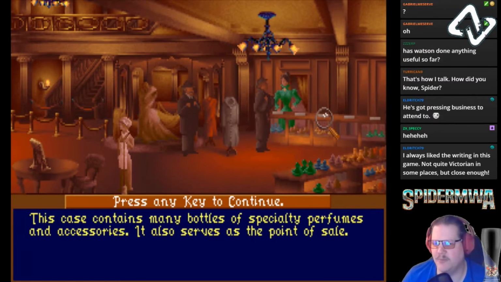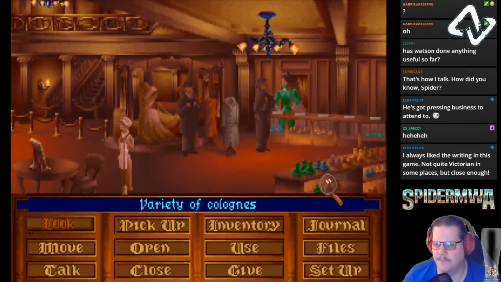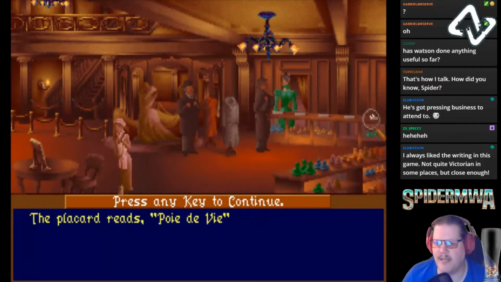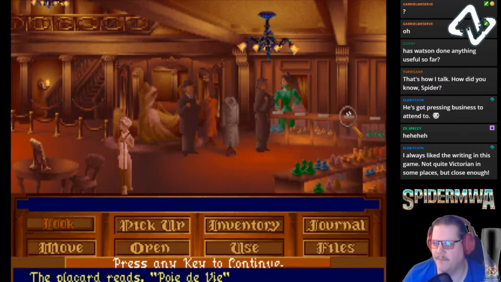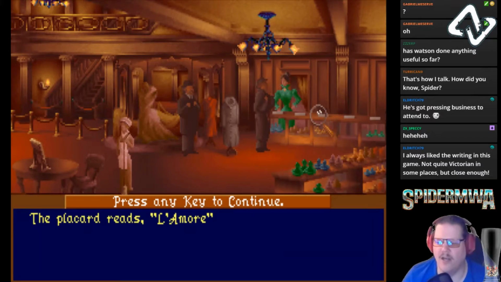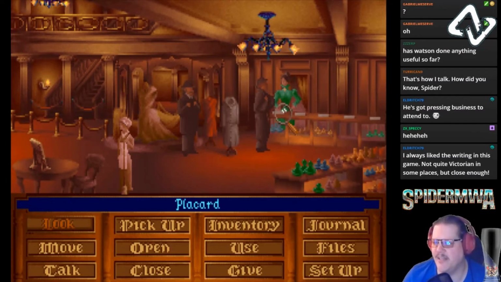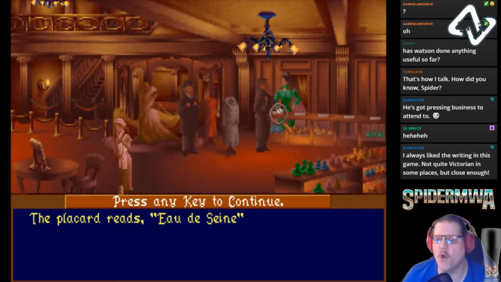This case contains many bottles of specialty perfumes and accessories. It also serves as the point of sale. The placard reads, Pois de vie. Pois de vie. La Côte d'Azur. La mort. Fleur de lys. And Eau de Saint.